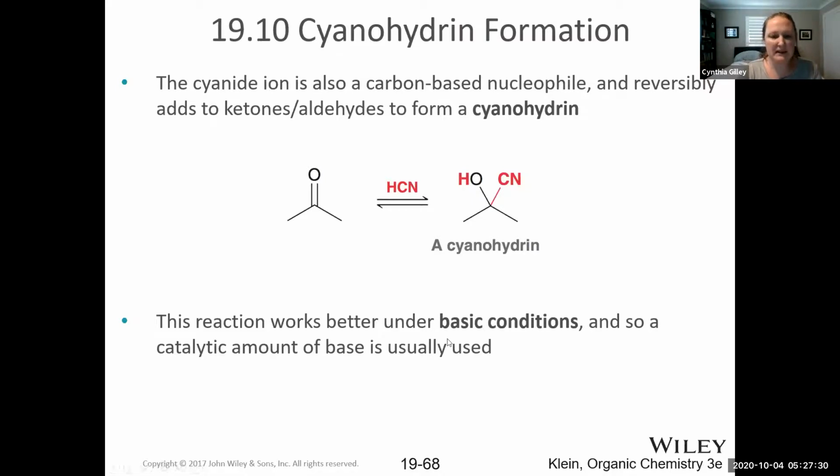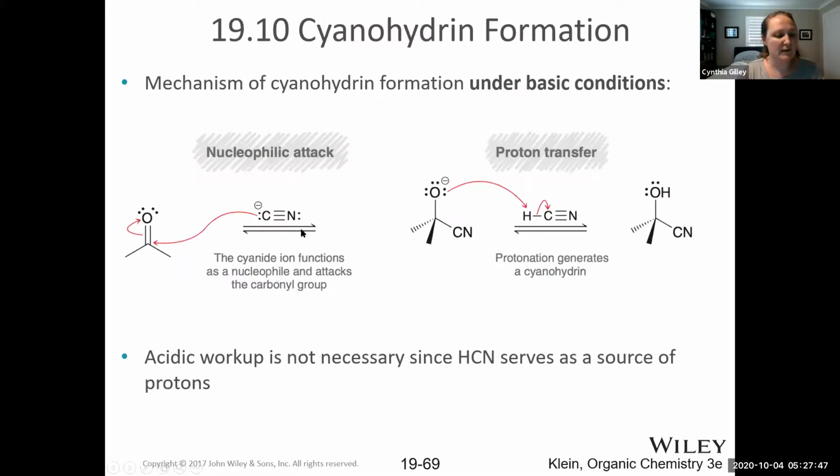The mechanism works better under basic conditions, so typically catalytic base is used, which basically means even though a stoichiometric equivalent of HCN is used, typically a small amount of potassium cyanide is also added. That allows for nucleophilic cyanide to be present and do its nucleophilic attack on the carbonyl. This is reversible because this is also a good leaving group. And then no need to add an acid workup because HCN has an acidic proton that will allow for the protonation of the negatively charged oxygen to form a neutral intermediate.